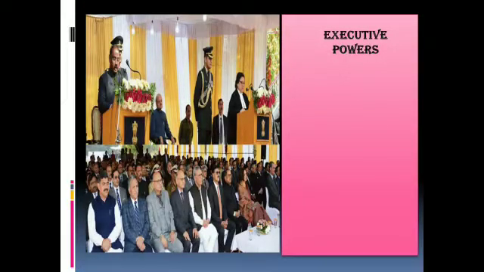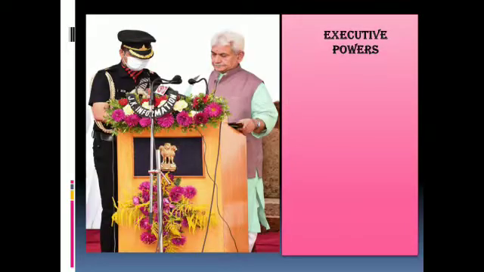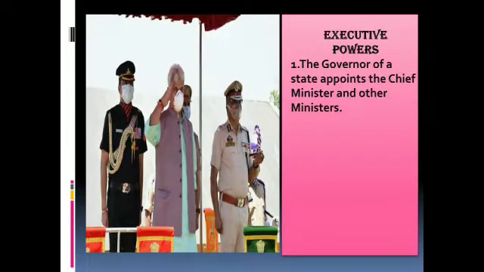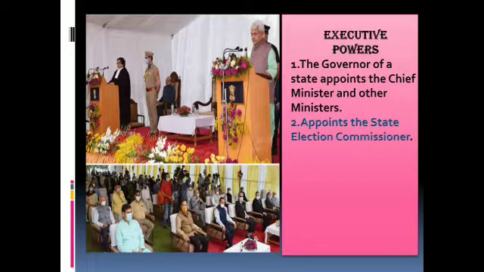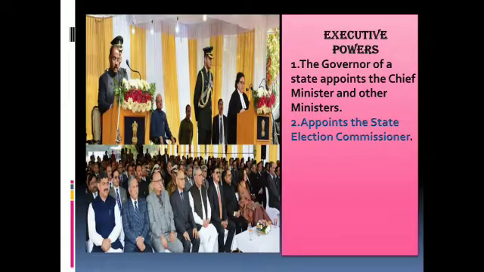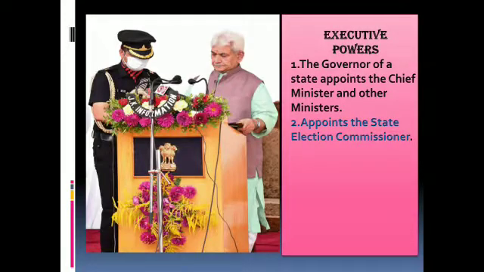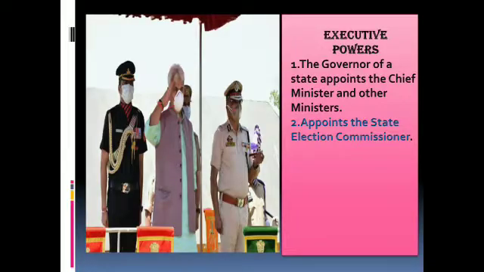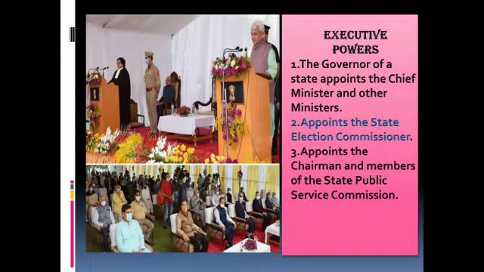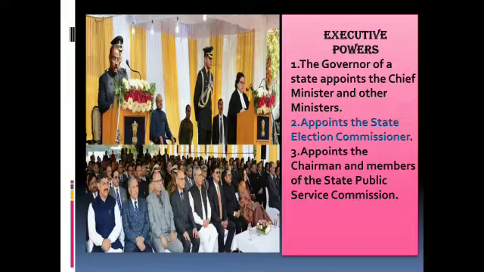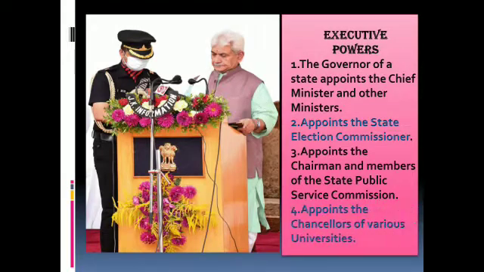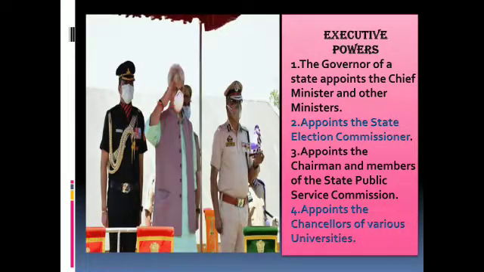The governor of a state appoints the chief minister and other ministers also. And next, he appoints the state election commissioner. He appoints the chairman and the members of the state public service commission, as well as he appoints the vice chancellors of the various universities.